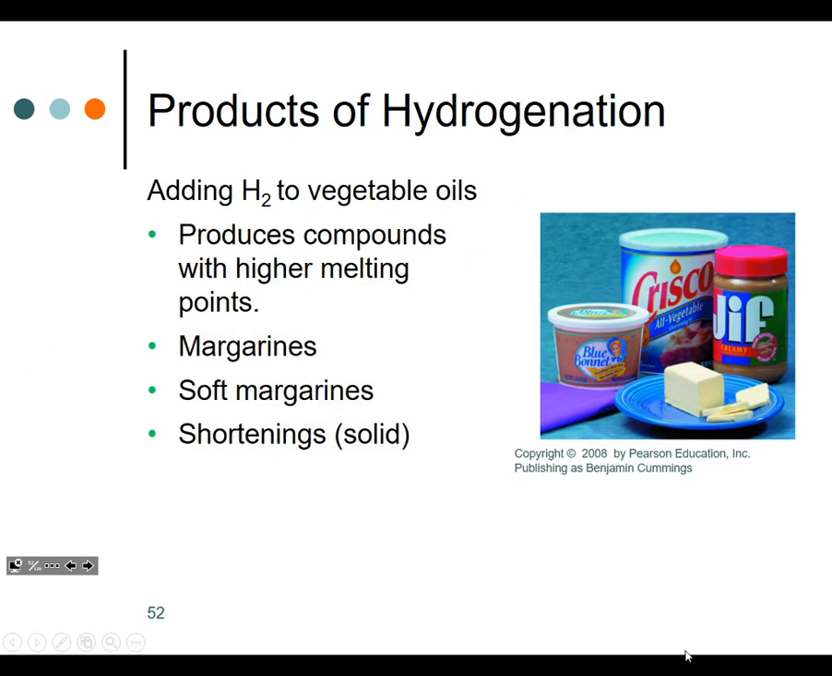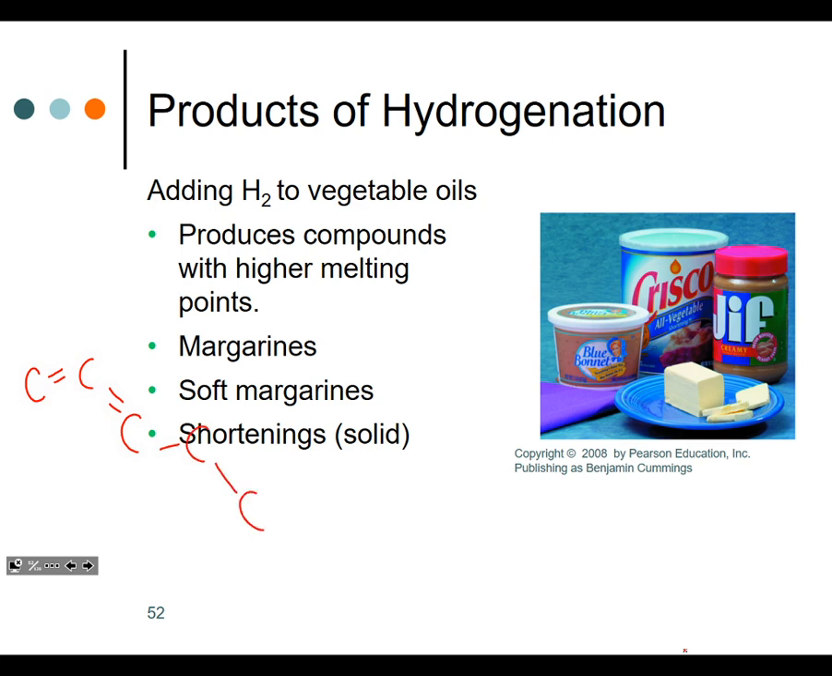So here are some products of hydrogenation. When you add hydrogen to vegetable oils, they produce compounds with higher melting points: margarines, soft margarines, shortenings. This is normally not good for us. When you hydrogenate something and you add hydrogens, what you had before with the double bonds, you get like this, it kind of does this zigzag.